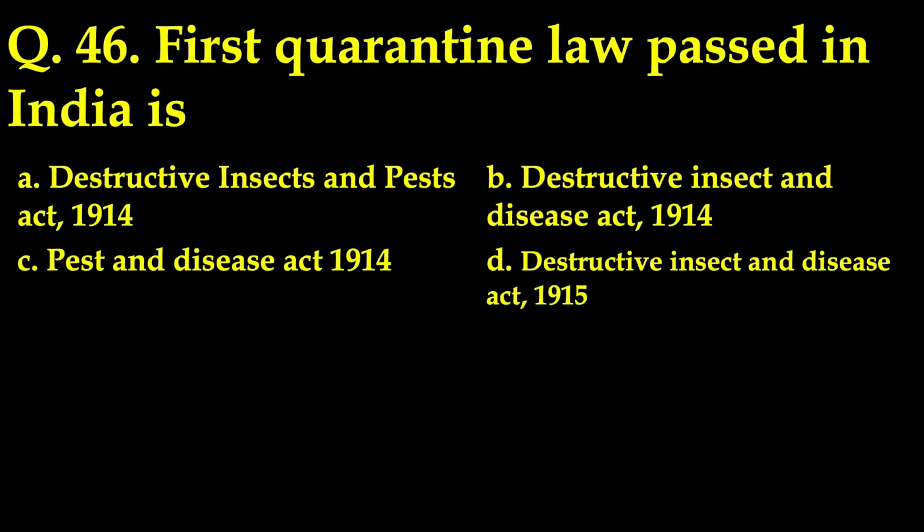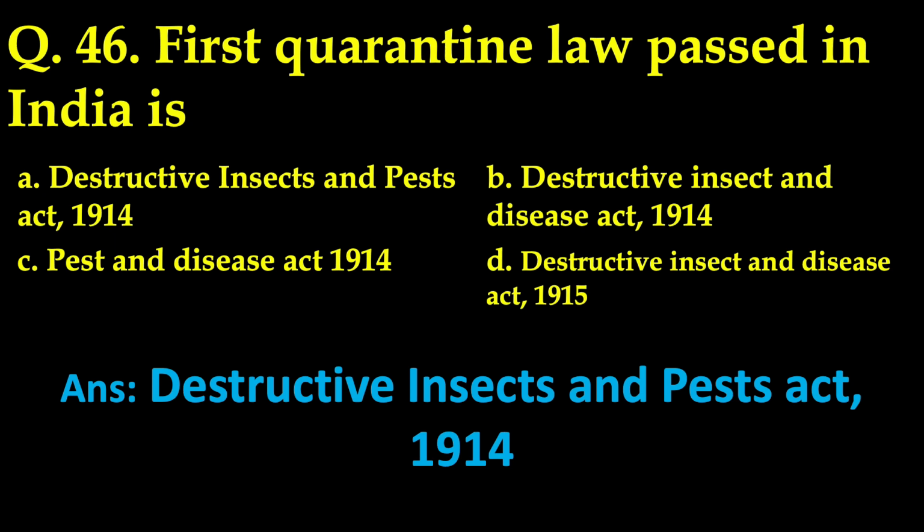Next question is on first quarantine law passed in India. Please try to see the options critically. First option was Destructive Insect and Pest Act 1914. Second option was Destructive Insect and Disease Act 1914. Third option was Pest and Disease Act 1914. Then last option was Destructive Insect and Disease Act 1915. The correct answer is Destructive Insect and Pest Act 1914. That means option A is the correct answer.